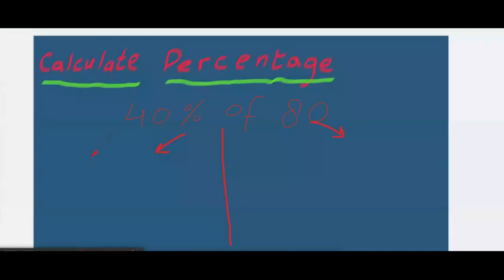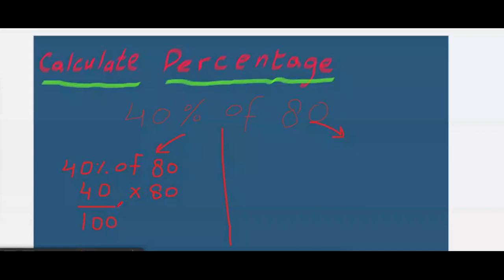The first method is formula based. In this method, we will write the question, 40% of 80. If someone asks, calculate 40% of 80, what is 40% of the number 80? How can we calculate? We write 40, and this percentage sign means divide by 100. "Of" in mathematics means multiply, and the number 80 will come as it is.